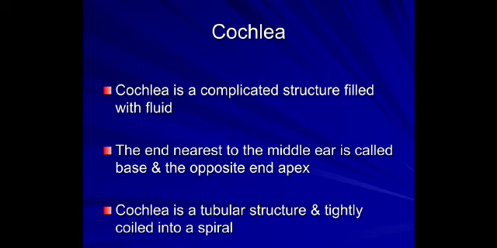The coiled structure has 3 compartments separated by 2 membranes. This compartmentalization is mainly by the 2 membranes, which take their origin from the modiolus. The 2 membranes are the Reissner's membrane and the basilar membrane. As you all know, the 3 compartments are the scala vestibuli, the scala media and the scala tympani.